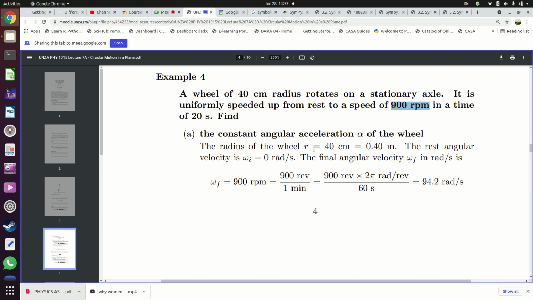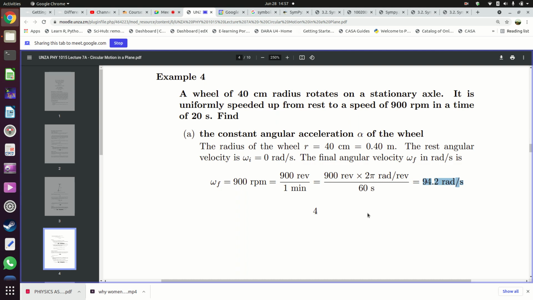We know the radius of the wheel is 40 centimeters, which we change to meters, 0.4. Since it is coming from rest, 0 revolutions per minute is the same as 0 radians per second. Then our final velocity, omega f, is 900 revolutions per minute, which is 900 revolutions divided by 1 minute, giving you 94.2 radians per second. So our initial angular velocity is 0 radians per second, and our final angular velocity, omega f, is 94.2 radians per second.